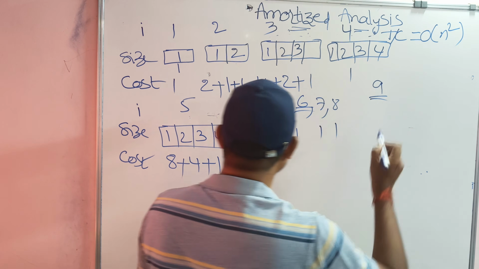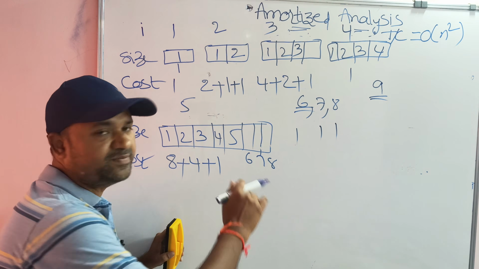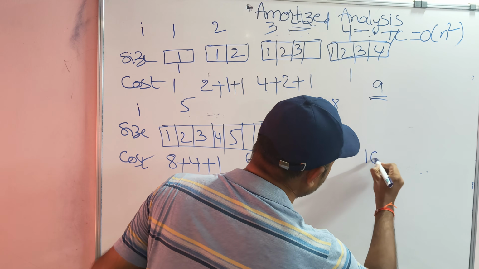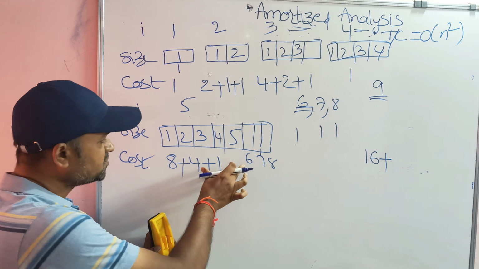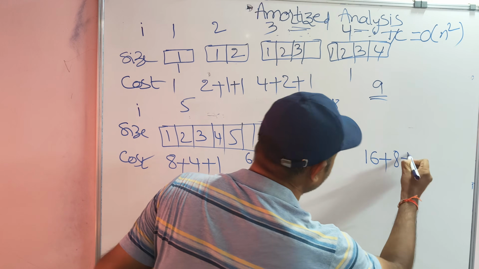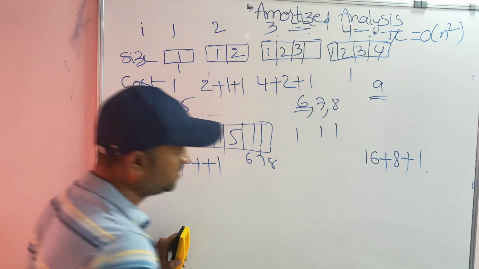Next, for inserting 9, what is the cost? Previously the array contained 8 elements. So now the array will contain how many elements? 16 elements. So 16 plus. Previously the array contained 8 elements, so we have to copy those elements. Now we are inserting which element? The 9th element. So the cost is 1.